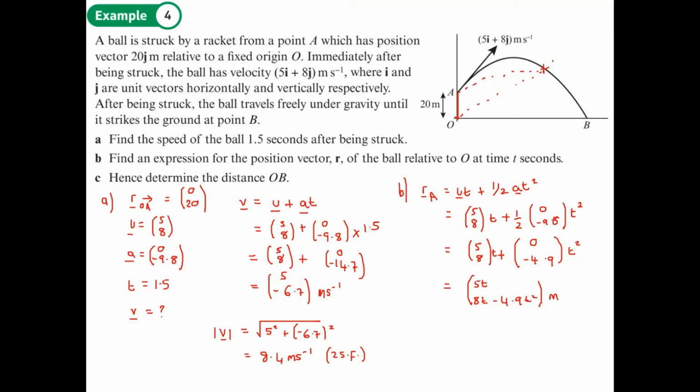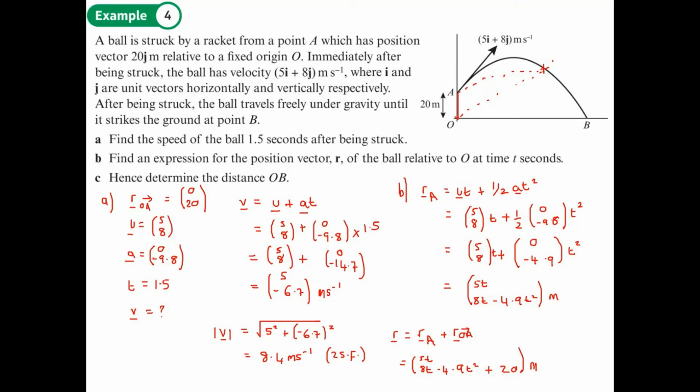So then if I want the position vector relative to O, I'm going to put that vector together with the one I had at the beginning, so my O to A one. Okay, so I've got 5t, 8t minus 4.9t squared plus 20. Okay, so that's part B, and don't forget units.